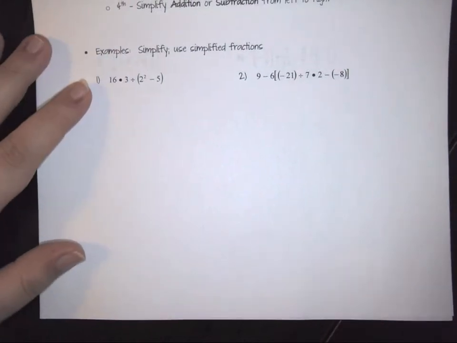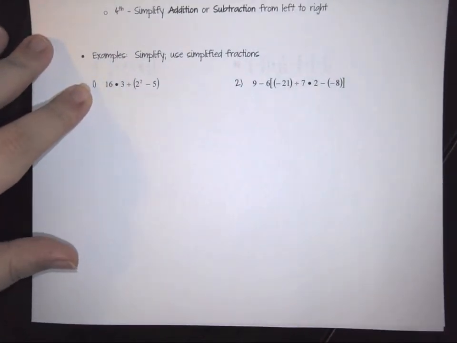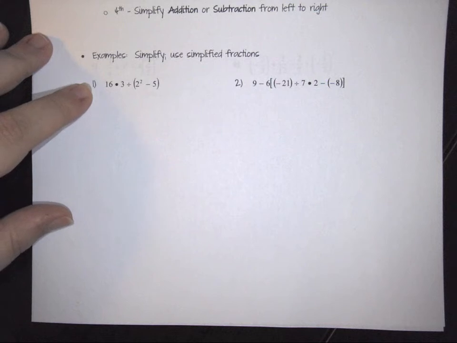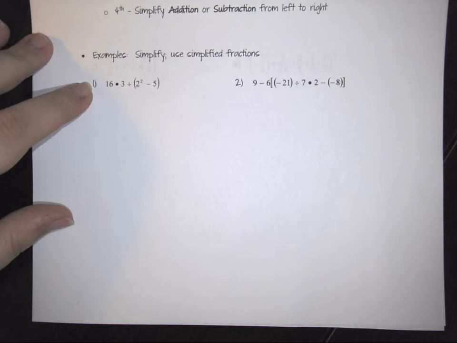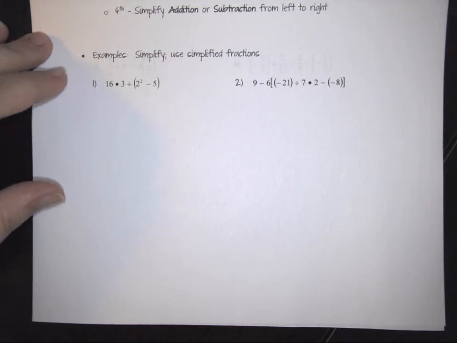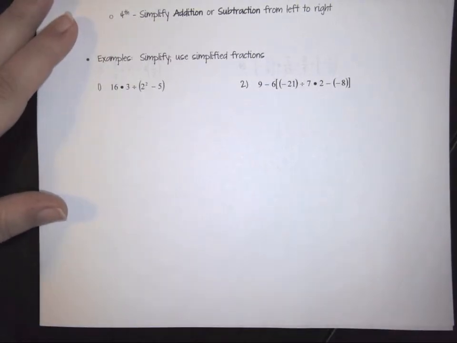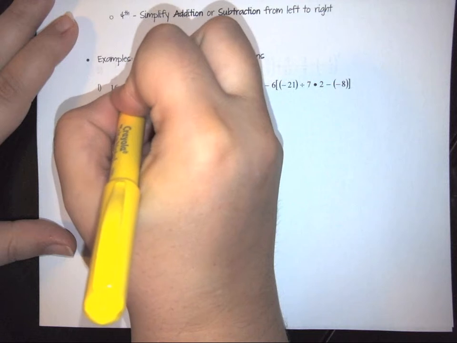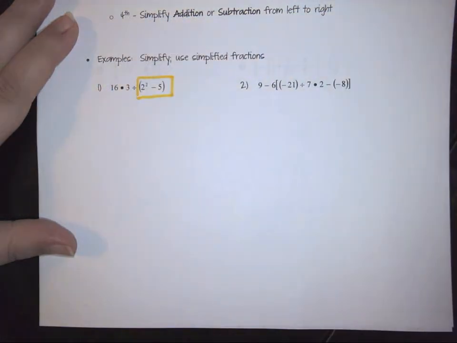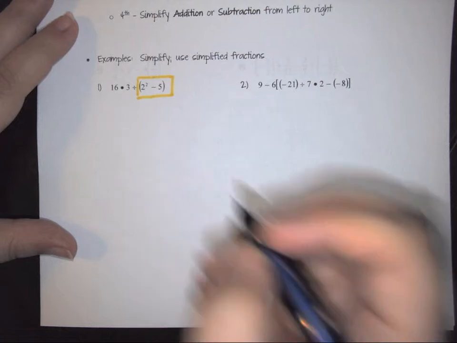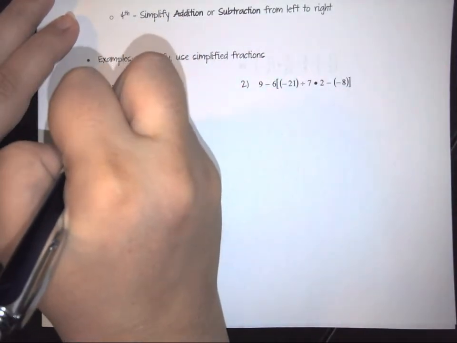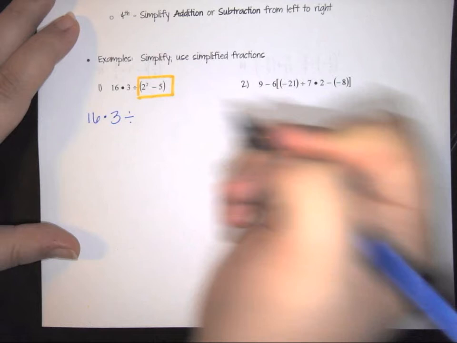If I look at this first one, I've got a lot of stuff going on here. I have 16 times 3 divided by the parentheses 2 squared minus 5. So the first thing I have to do is simplify all parentheses. What does that actually mean? Well, it means that the first thing I care about is inside these parentheses here. I could care less about the outside. So this is going to be 16 times 3 divided by.